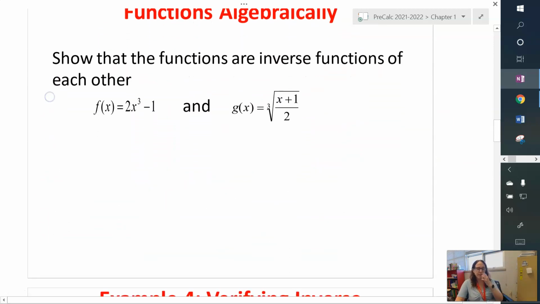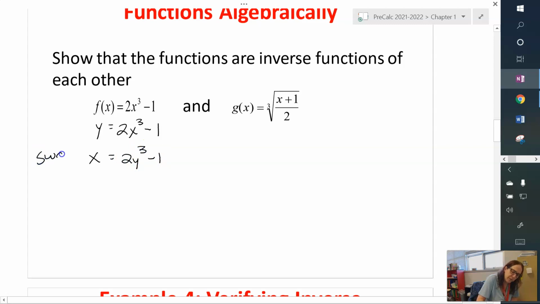Okay, now we're going to find them algebraically. Play the same game. Where there was a y, put in an x. Where there was an x, put in a y. So I'm going to do f of x is 2x cubed minus 1. Rewrite that as y equals 2x cubed minus 1. Swap. So x equals 2y cubed minus 1.